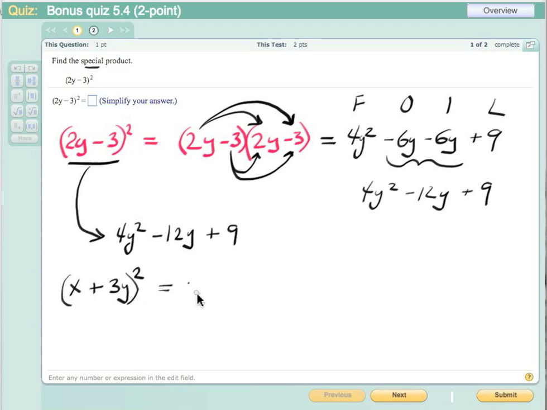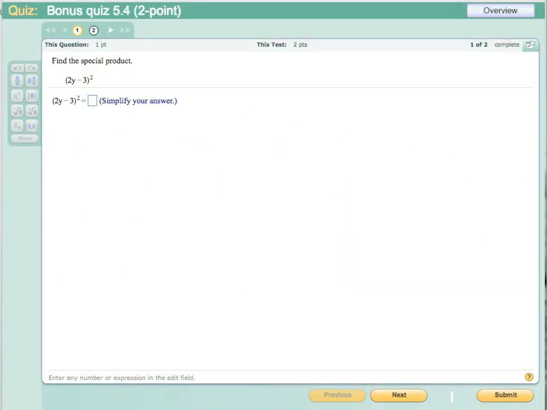It's the first term squared. We multiply these two terms to get 3xy, and we double it, plus 6xy. And then we square the third term to get plus 9y squared. So literally you can just simply write down the special product. So that's what's behind this idea. In fact, what I'm going to do is close this up, and I'm going to do it again right here for the answer.